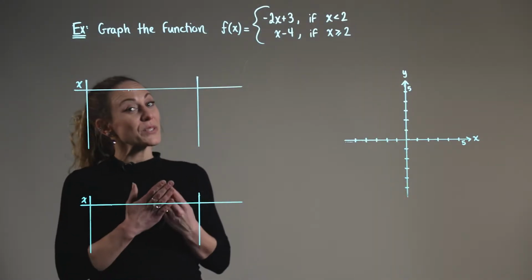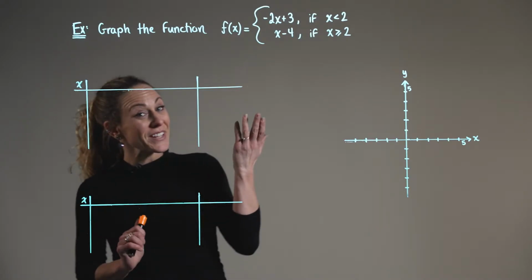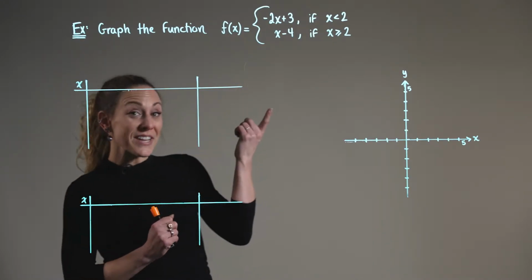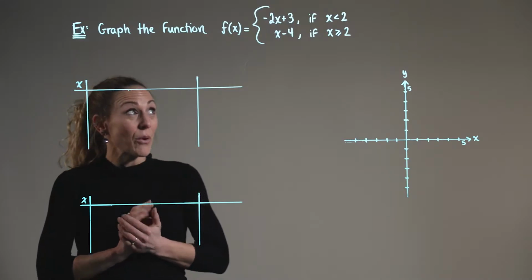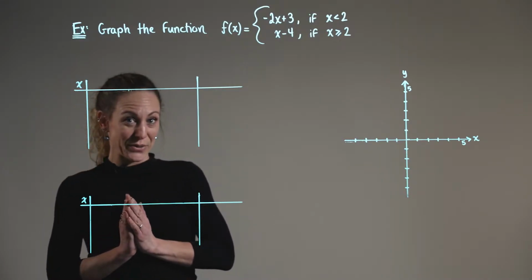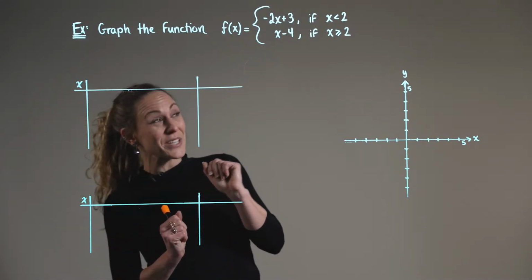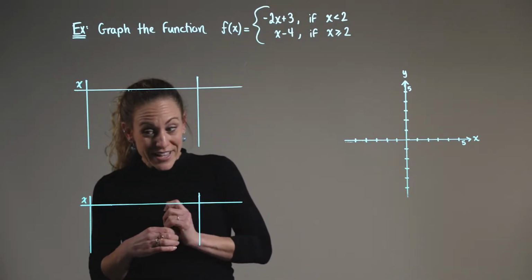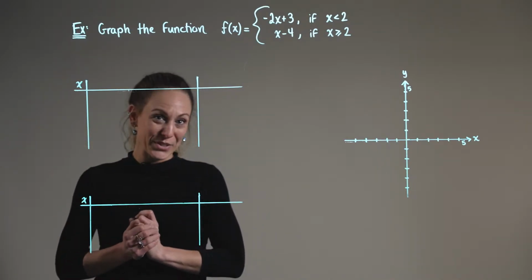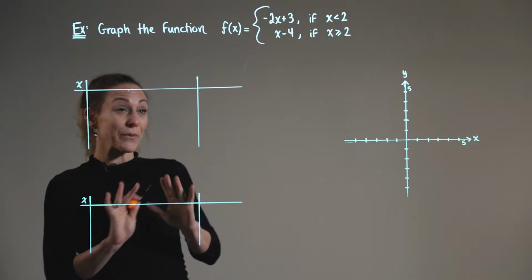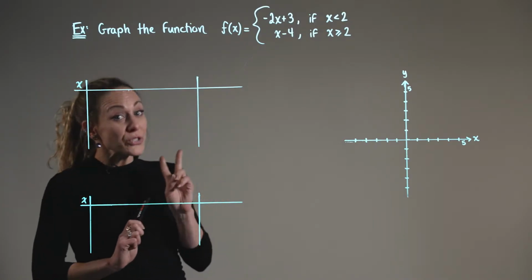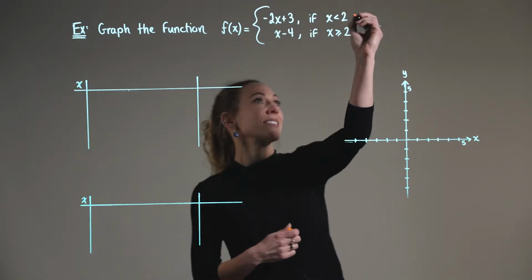Graph the following piecewise function. Here we are given f of x is equal to negative 2x plus 3 when x is strictly less than 2, and then f of x is equal to x minus 4 if x is greater than or equal to 2. So observe here, we have a piecewise function with two distinct equations.